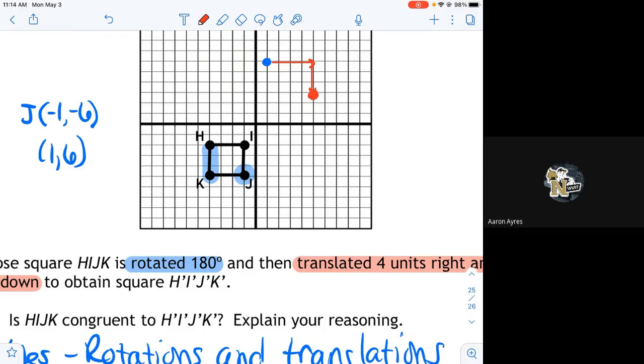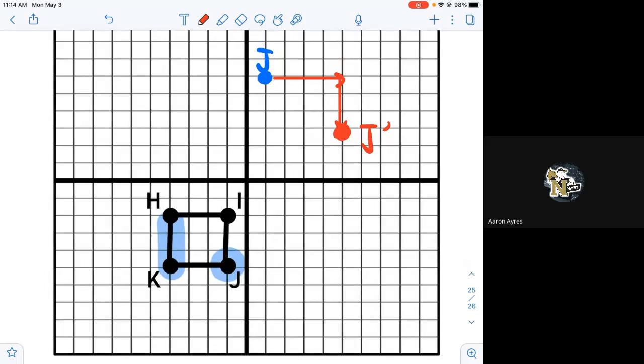So where does it end up, everybody? Charlie, where does it land? J. Yeah, this is J after the rotation. This is J prime after the translation. I want the coordinates of J prime, the red point. Count it again.